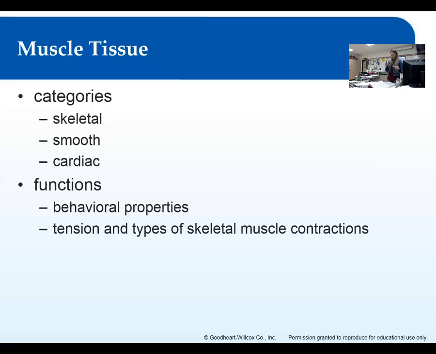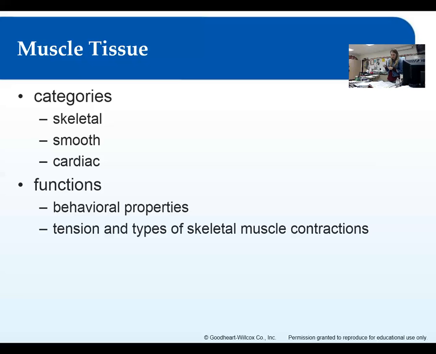Okay, one other thing, or another behavioral property, is their irritability, right? They can actually receive messages, and that's what tells it to contract. So each muscle fiber is attached to the nervous system by a neuron, and each one has its own that tells it to contract. And it's able to respond to that. That's what gives it its irritability.